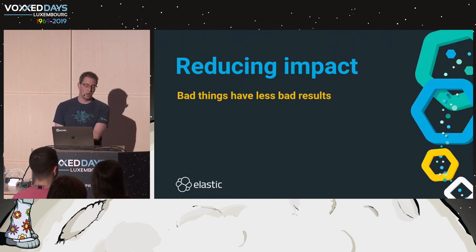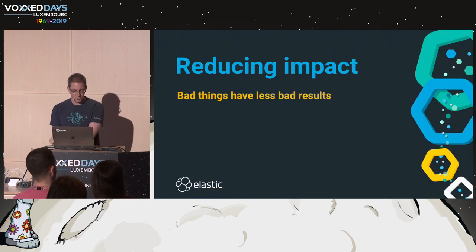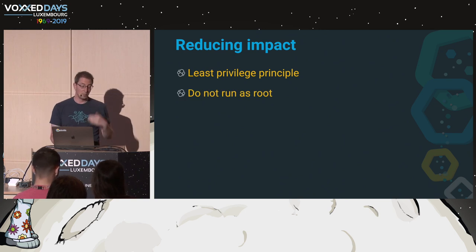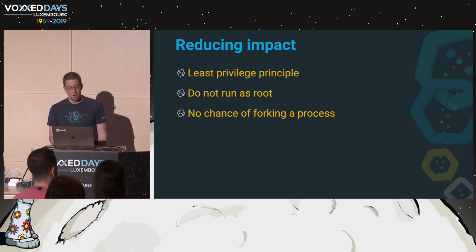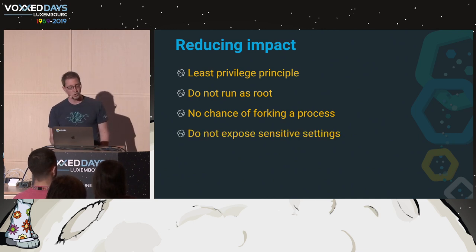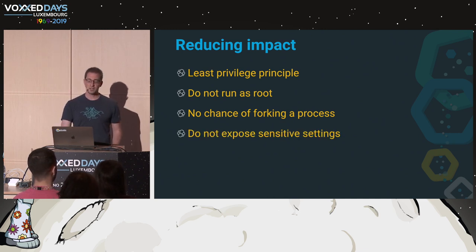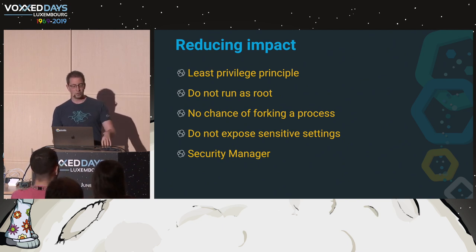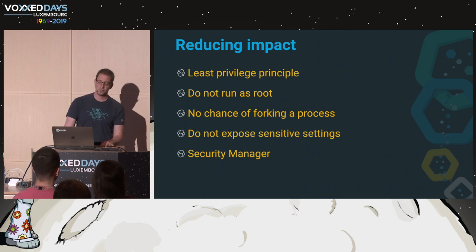All right. Reducing impact. That's an interesting one. Of course, we always want to have this least privilege principle, which, for example, may mean that we don't want to run as root. We also want to make sure you can't fork a process, and I'm going to get to that in a second. We also don't want to expose any sensitive settings. We want to run with the security manager enabled. And I'm going to talk about how we do these kinds of things in Elasticsearch.